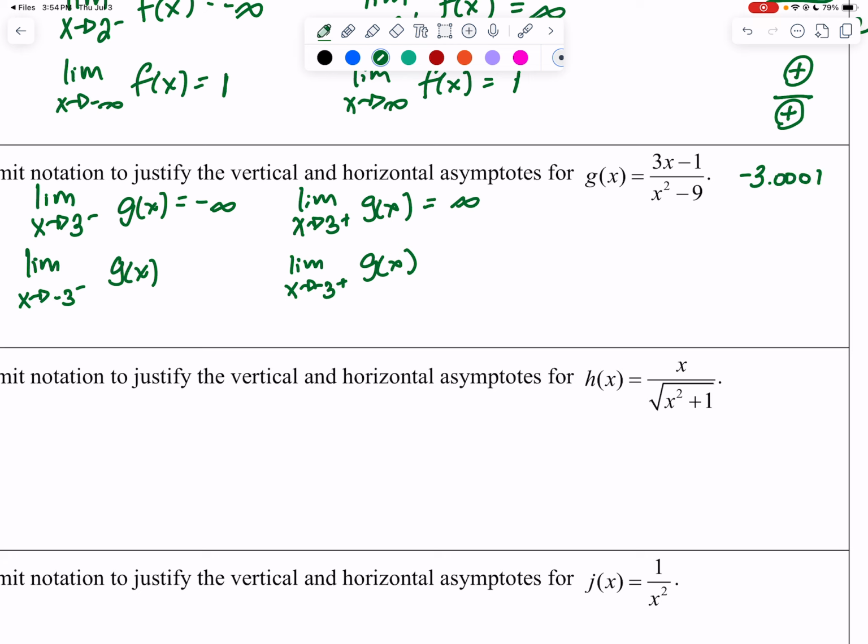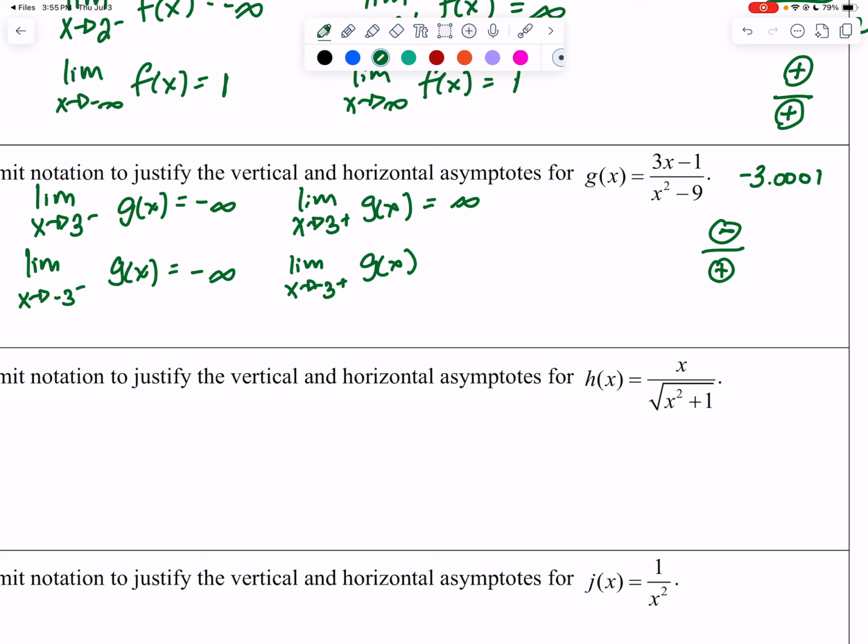Now, for 3 from the left and 3 from the right, what I did was plug it into x plus 3 and x minus 3. However, it might be a little bit easier for you guys to plug it into the original right here, because then I'm going to have a negative, and then I'm going to have something slightly bigger than 9 right here. So slightly bigger than 9 minus 9 means I'm going to have a very small positive number, which means that negative 3 from the left is going to give me negative infinity.